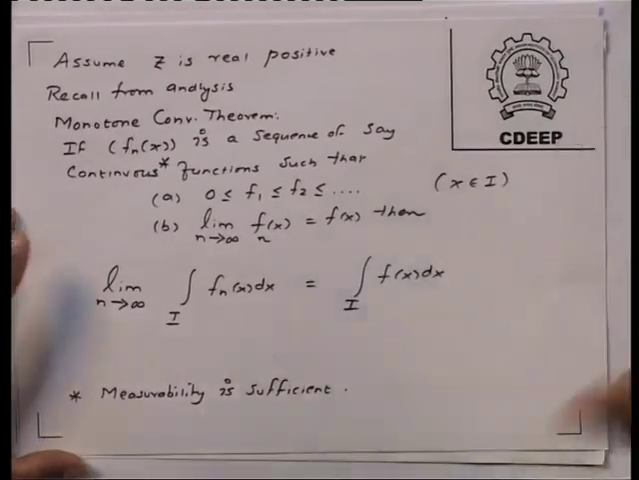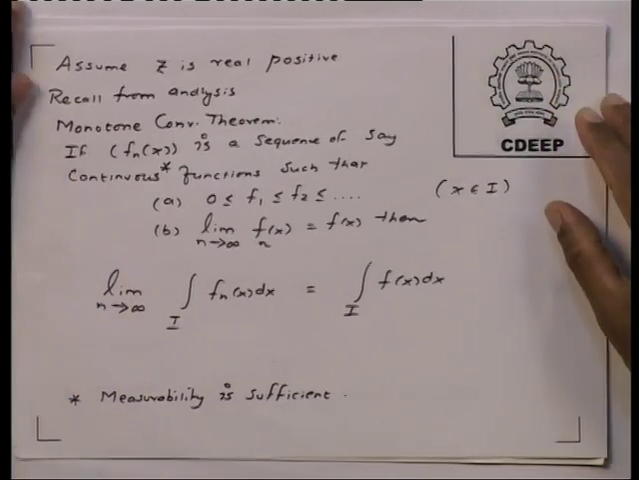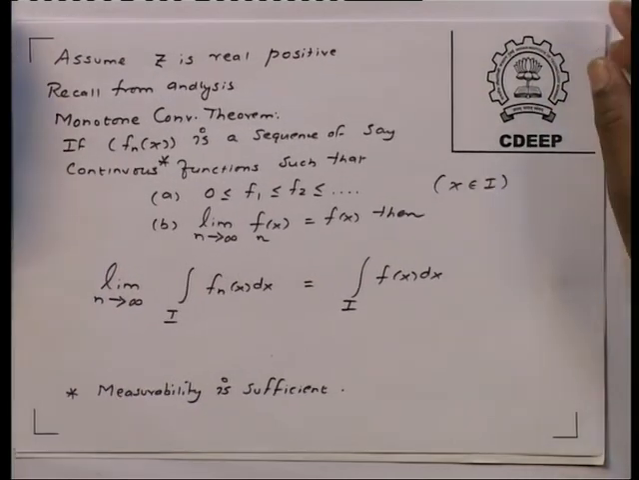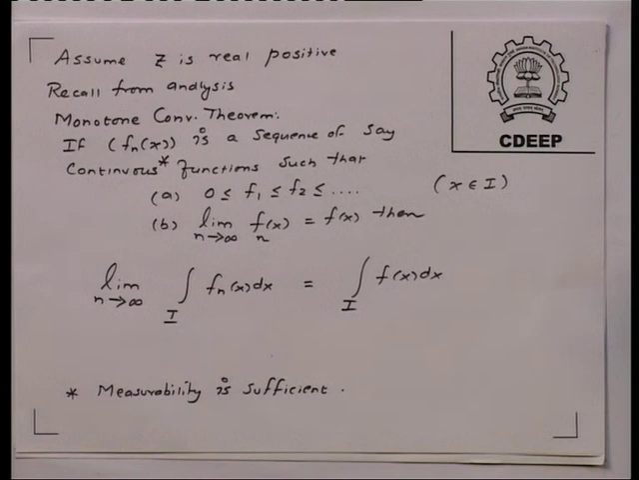So, let us assume that z is real positive. Let us justify it for the case of z real, and then the usual trick: both sides are analytic on the right half plane and they will agree on the positive real axis, so they will agree everywhere. That is a standard trick.